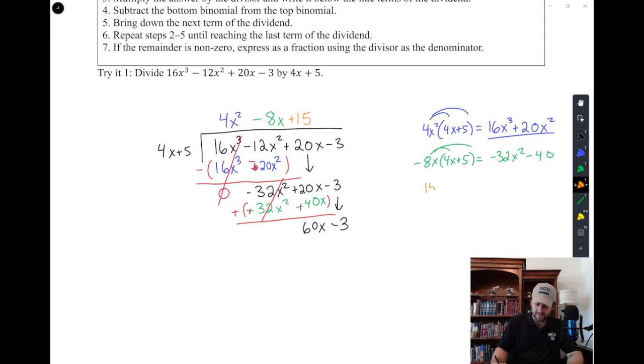And so we'll say 15 times 4x plus 5 equals 60x plus 75. 5 times 15 is 75. All right, and then we'll write that underneath, 60x plus 75, and then subtract both terms. Don't forget that most important step of subtracting the whole side so that it cancels out. And so -3 minus 75 is -78, and there's my remainder.